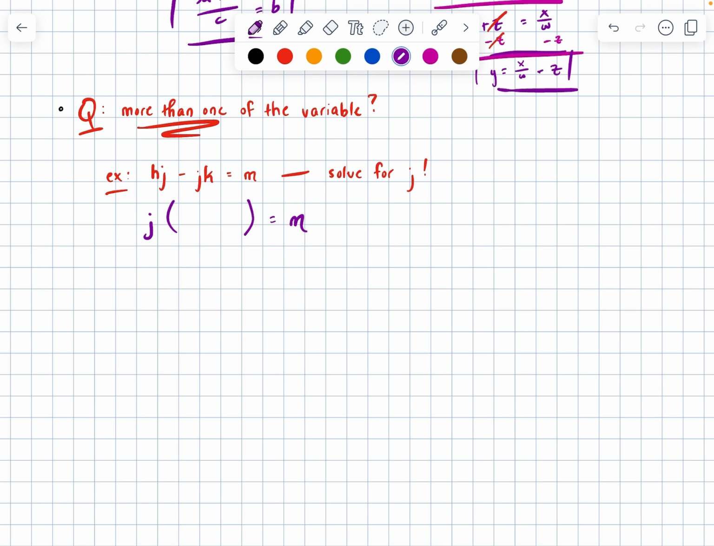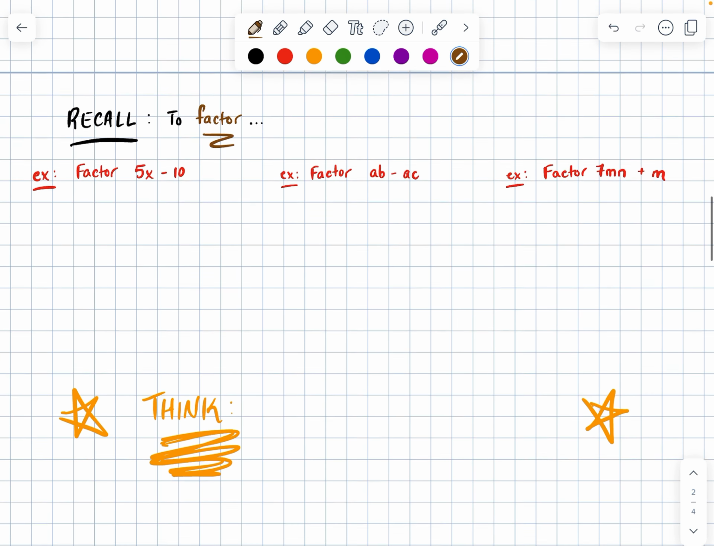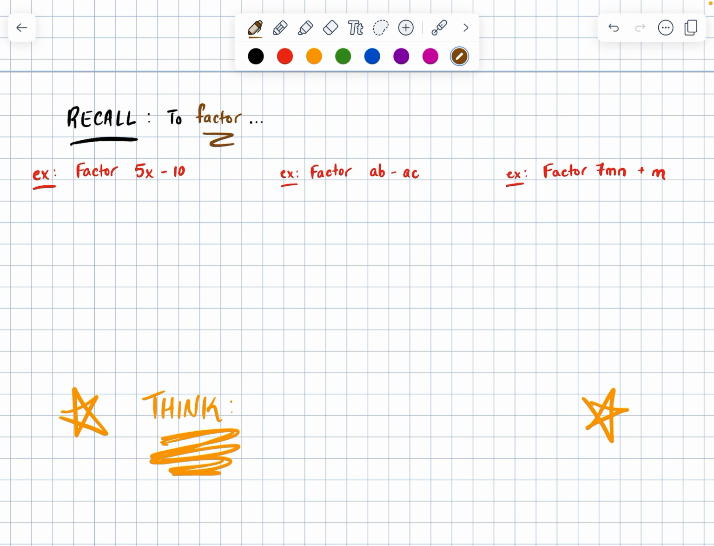So the question I could ask myself, if I try to reverse the distributive property, is what would have needed to be inside of these parentheses so that I would get to hj minus jk? This process actually has a fancy name: the reverse of the distributive property. Sometimes mathematicians like to call this factoring. So to remind myself how to factor out a common factor from 2 terms, let's scroll down.